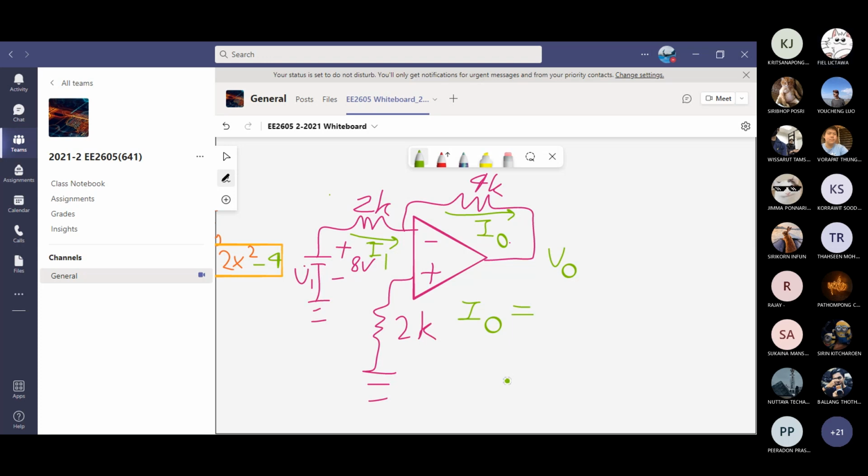You get 4 milliamp. So 8 volt divided by 2 kilo ohm. 8 minus 0 over 2. It's 4 milliamp. Yes. Correct. I1 equals I0. I0 then is 4 milliamp.